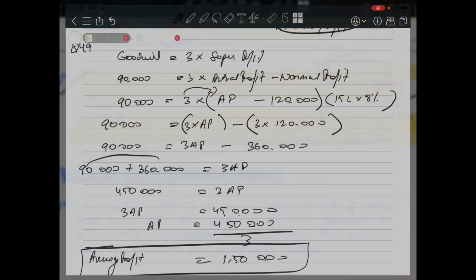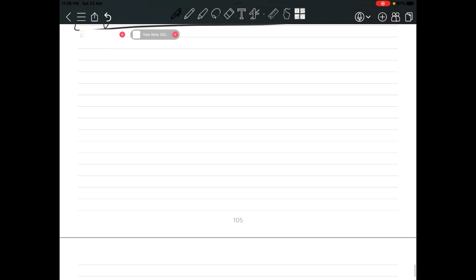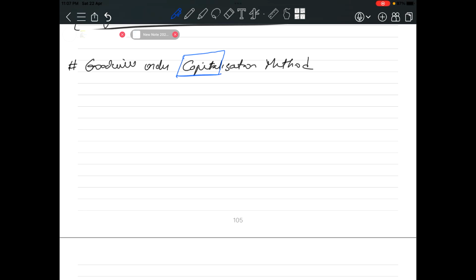Goodwill under capitalization method. Now let's have a brief discussion on this. What is this goodwill under capitalization method? See, in the average method and super profit method, we were using profits of the firms. Now the word itself tells us that we have to use capital of the firm. Capitalization method means we have to calculate goodwill using the capital of the firms.